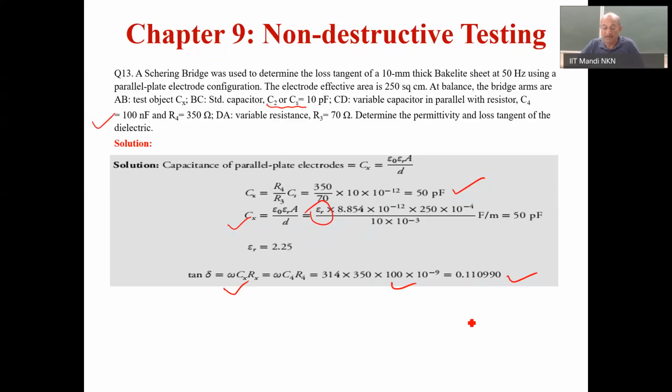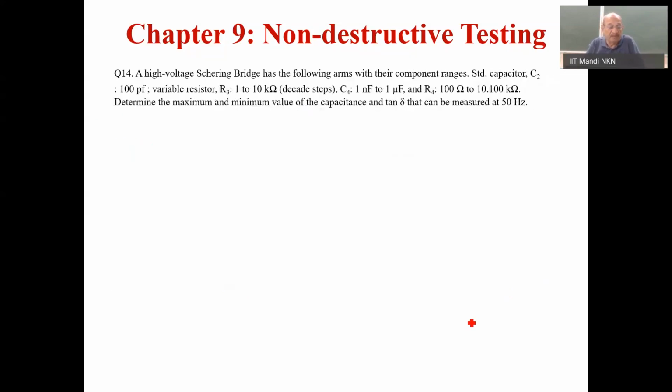Okay, we go to the next and the last question in our series. And this is again on Schering bridge. As you can see, a high voltage Schering bridge has the following arms with their component ranges. A standard capacitor C2 is equal to 100 picofarad. So C2 is loss free.